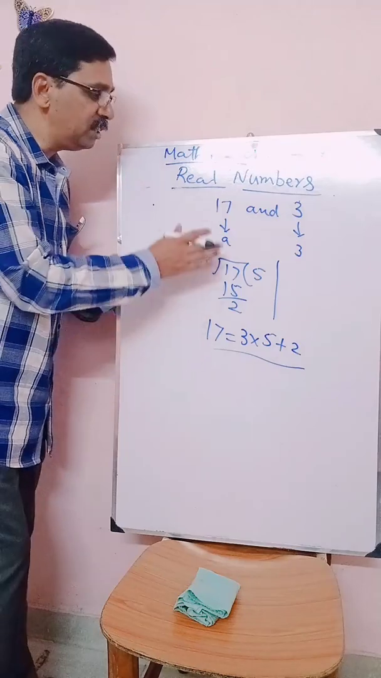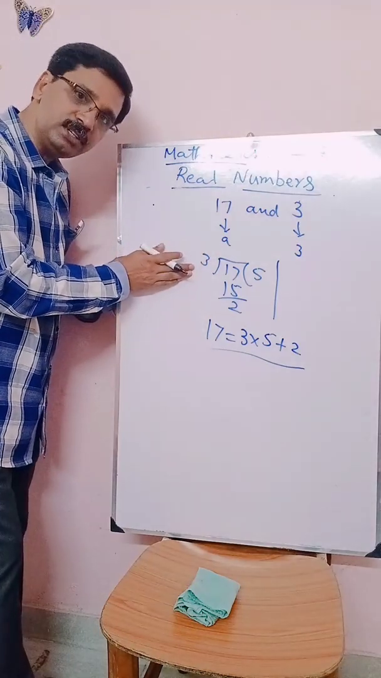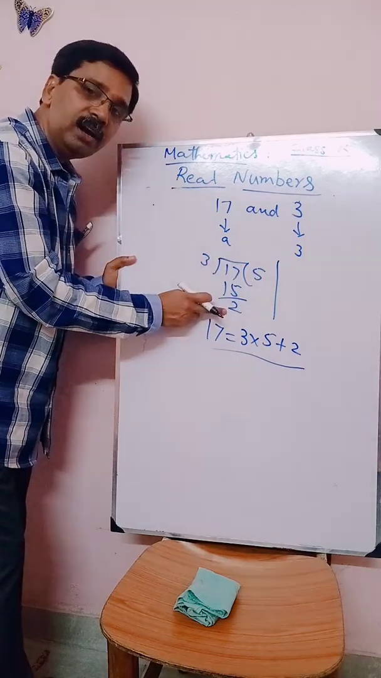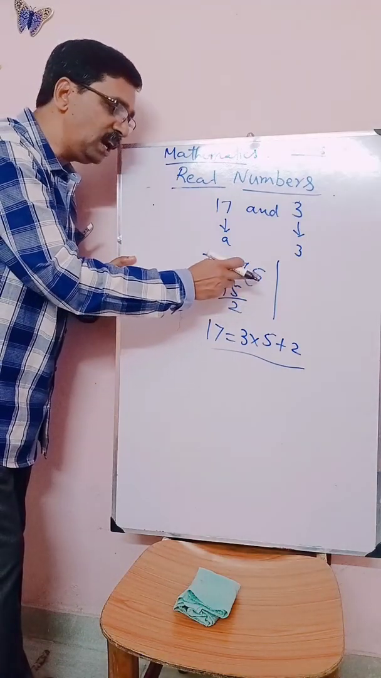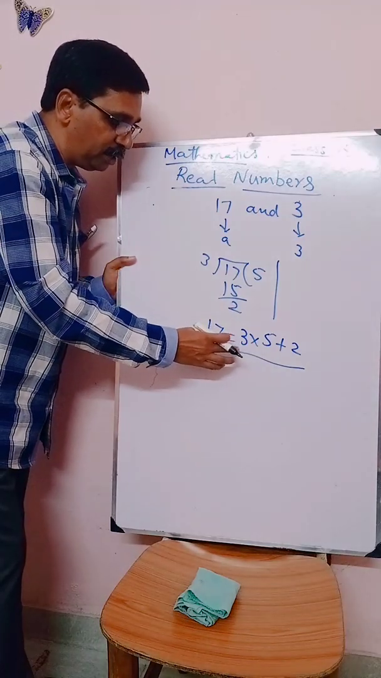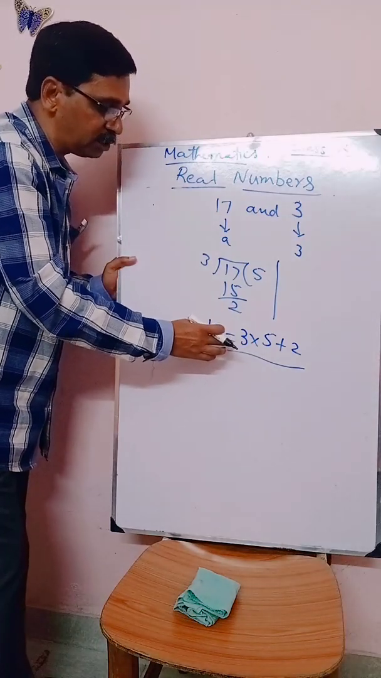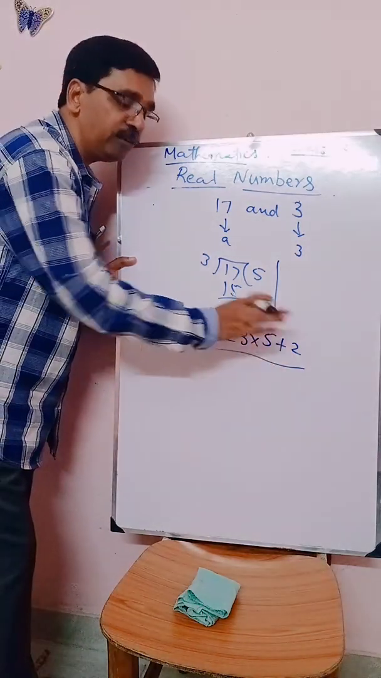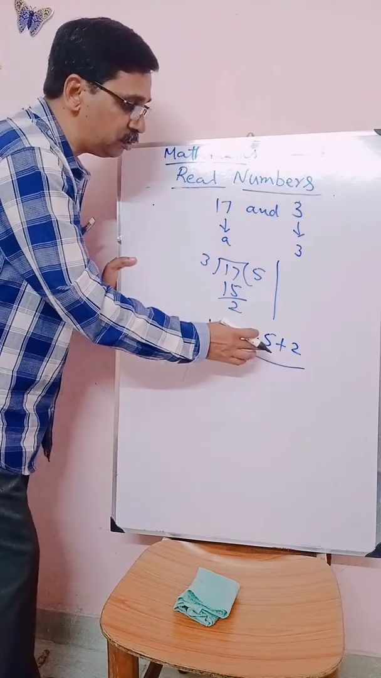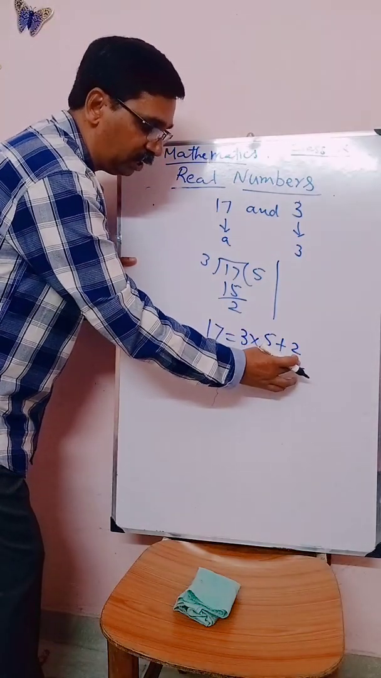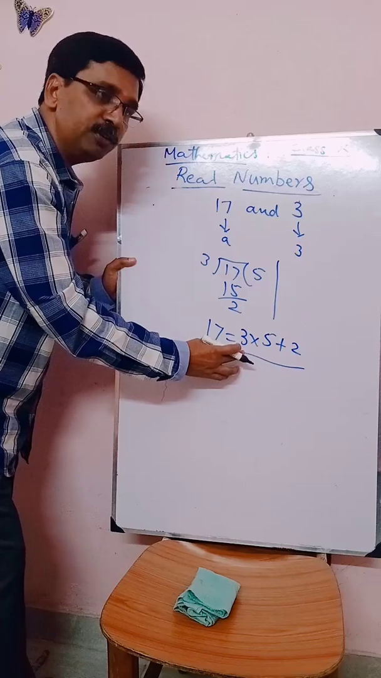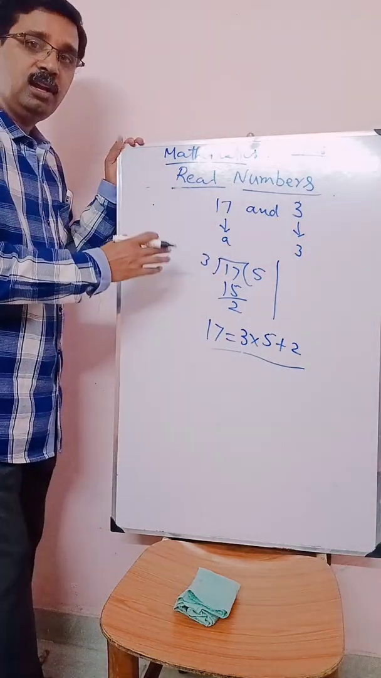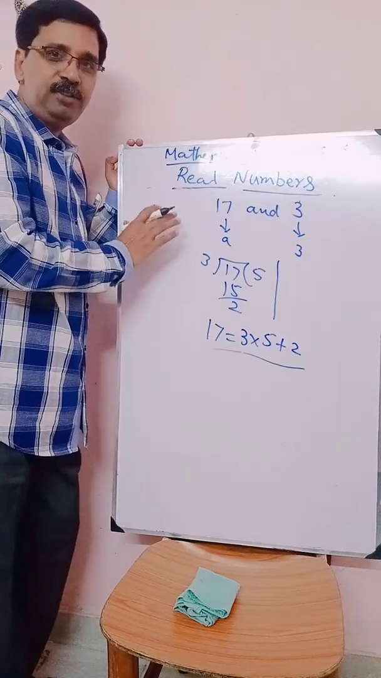And always remember, this division is a unique one, a fixed one. Therefore, the values q and r are unique. You can't have any other values for expressing 17 in terms of 3. So 17 equals 3 into 5 plus 2. So we also understood that q and r are unique for the given a and b. This is the first lesson for you.